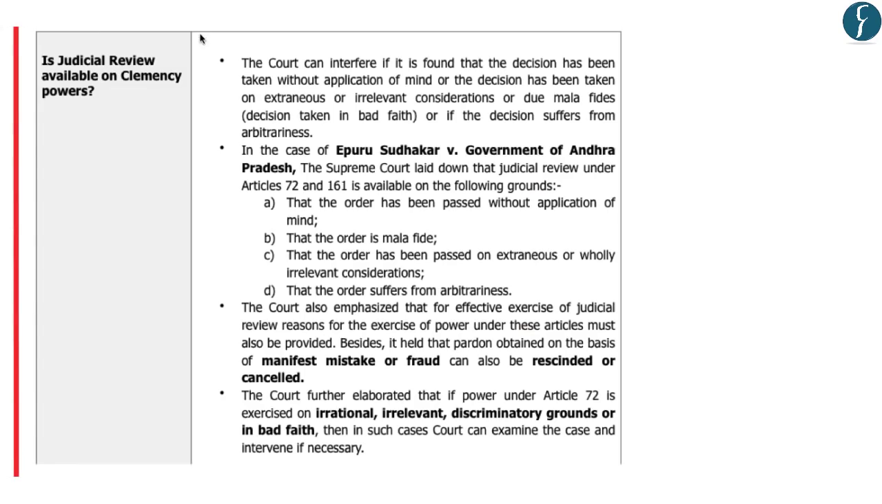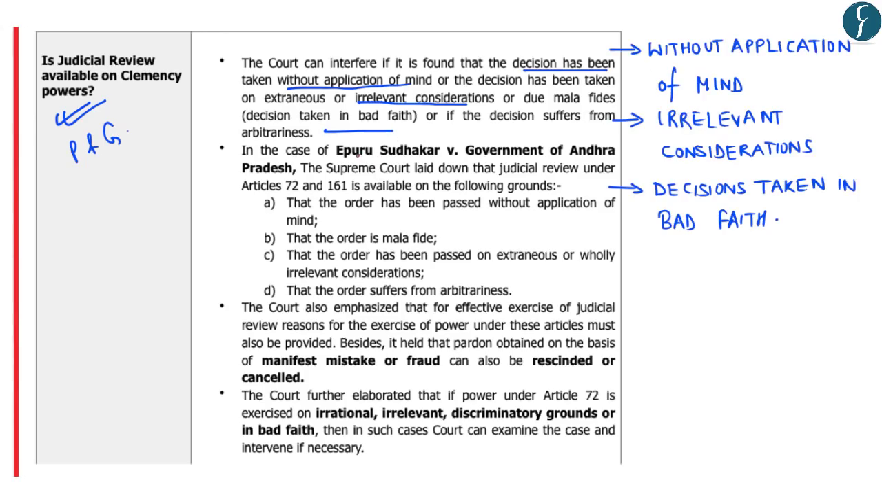Another important point in this aspect is whether judicial review is available on such clemency powers of both president and the governor. It says the court can interfere if it finds that the decision has been taken without application of mind or decision has been taken on irrelevant considerations or due to certain mala-fides, that is decision taken in bad faith. And in the case of Epuru Sudhakar versus Government of Andhra Pradesh, the Supreme Court had laid down that judicial review under Article 72 and 161 is available on the following grounds.